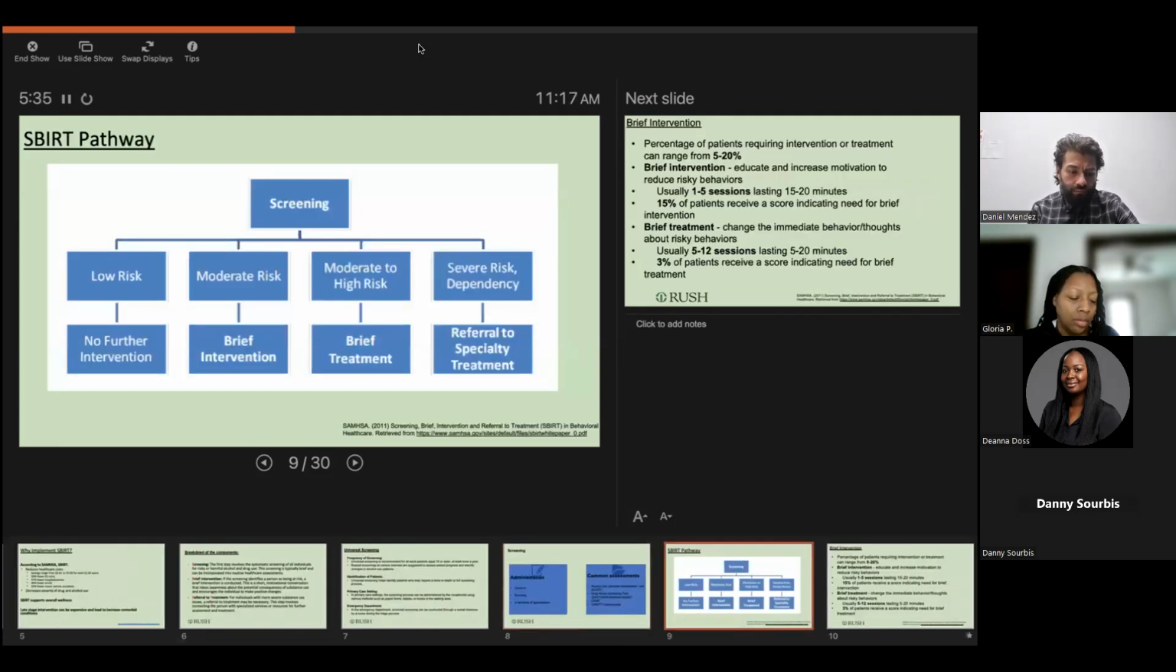So for the screening process, if low risk, say you answer no, there's no further intervention. You just want to congratulate them on being abstinent from using substances or drinking and let them know, hey, you're good to go. Moderate risk, you may have a brief intervention. Moderate to high risk, you will have a brief treatment. And then severe risk and dependency, it will be referral to specialty treatment. We'll get into some of those treatments on the next slides.